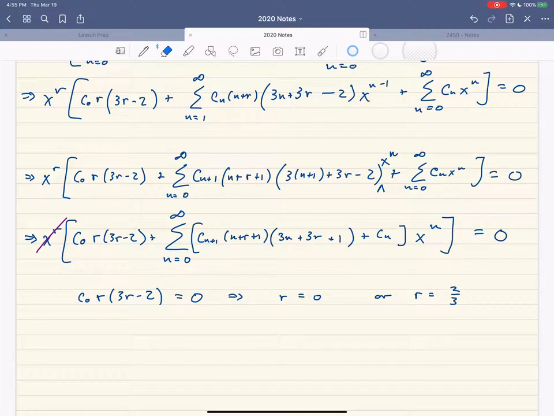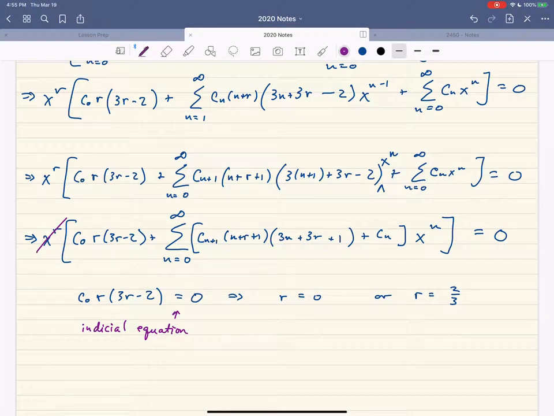So this tells us that we're going to have two solutions, or two indices, r equals 0 and r equals 2/3. I should point out that this is what's called an indicial equation. It's the equation concerning the indices, our values of r.